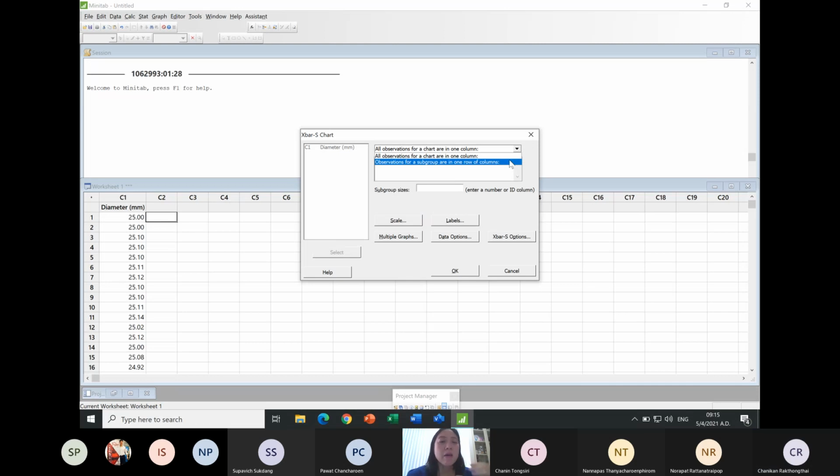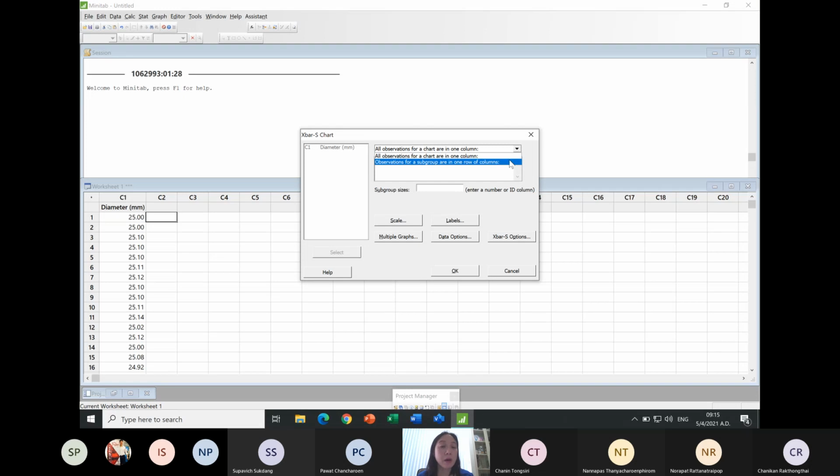Actually it means that the data are in different columns. Like we have 28 subgroups, right, so in this choice that means we will put the data onto 28 rows, and for each row we put 5 data points in 5 different columns. That is another choice for entering the data.